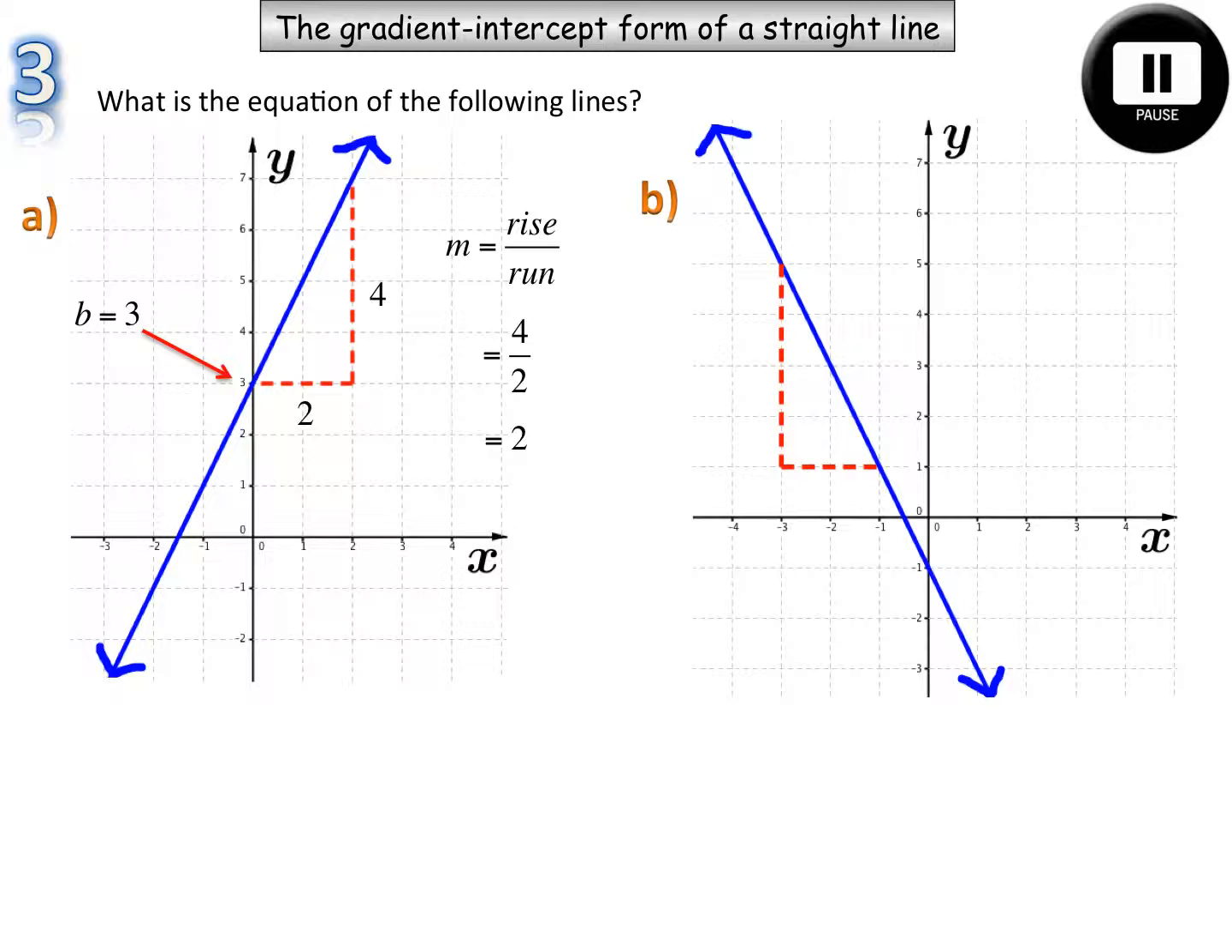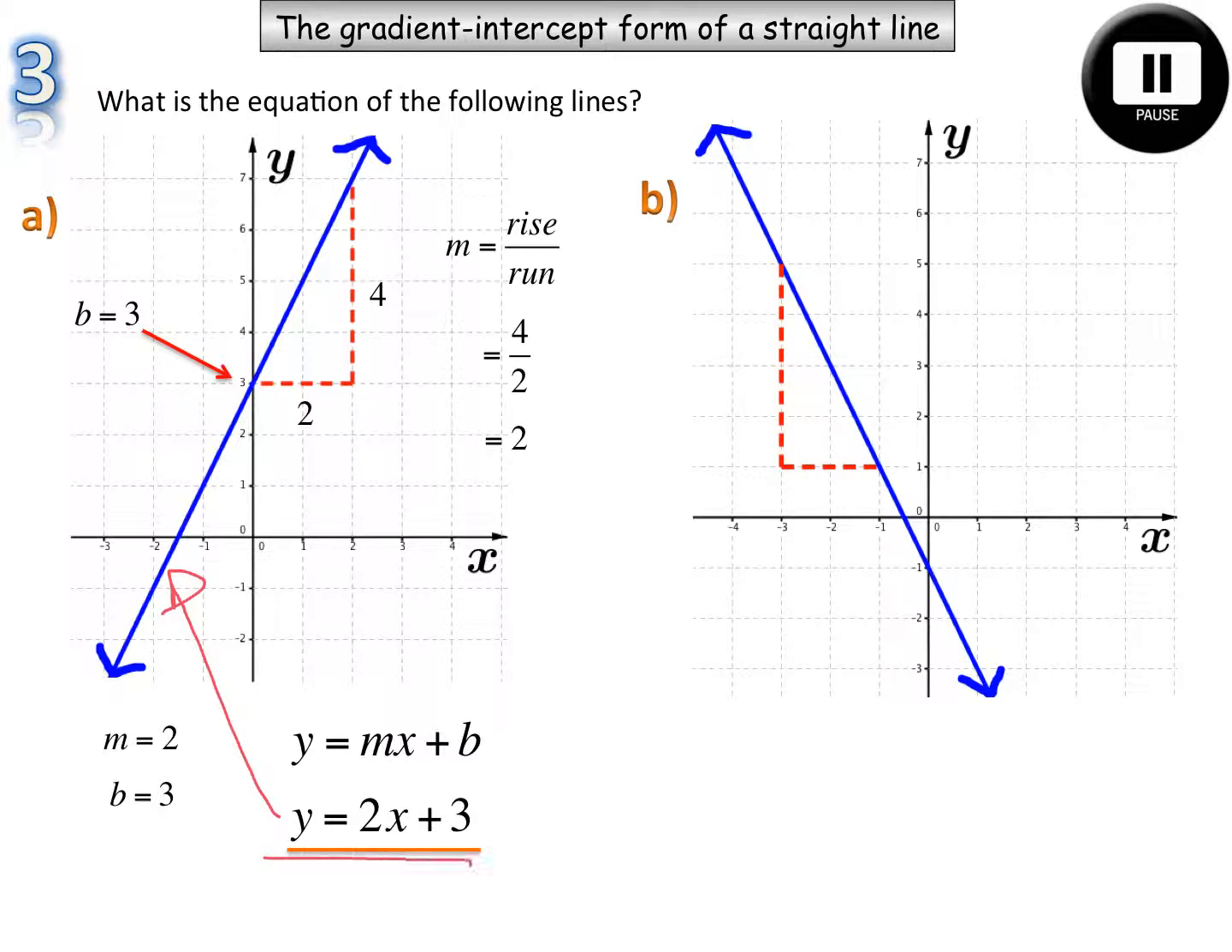Our b value is, where does the line cross the y-axis or the vertical axis? Here is our vertical axis. So our value is at +3. So b equals +3. Knowing y equals mx plus b, we just worked out those 2 values, and they can be substituted into y equals mx plus b. So here is the equation of the straight line. So that straight line has a relationship, and the relationship is given by this equation.